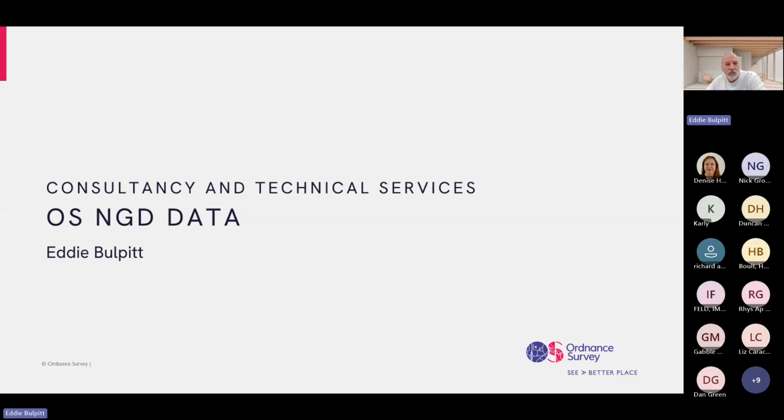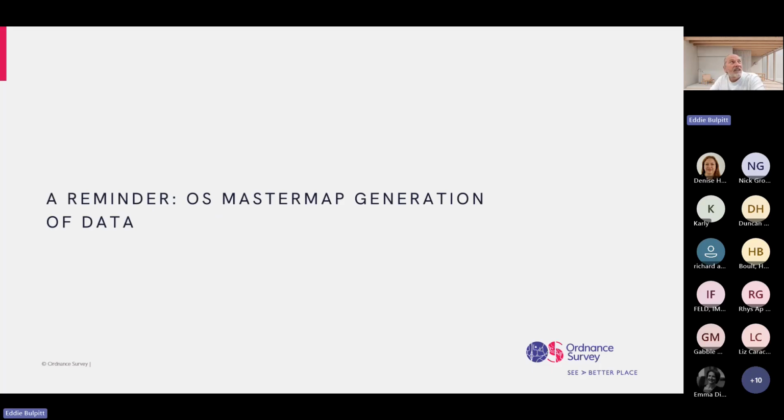My name is Eddie Bulpett, and as Emma said, I'm a geospatial consultant within the CATS team at Ordnance Survey. Anyone that's had any dealings with Ordnance Survey will know that we love an acronym, and CATS stands for Consultation and Technical Services. So what I'm going to do is just give you a brief overview of what OS NGD is and how it came about for those of you that may not be completely aware of it. And again, we love an abbreviation at OS, and OS NGD is, as Emma pointed out, the Ordnance Survey National Geographic Database.